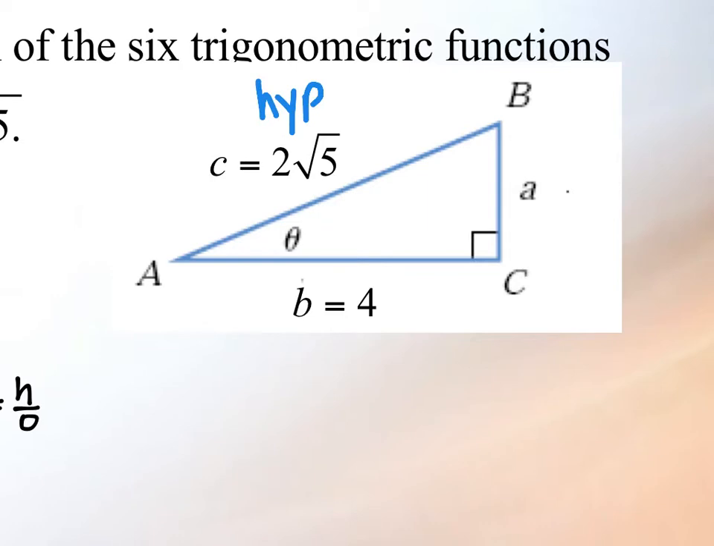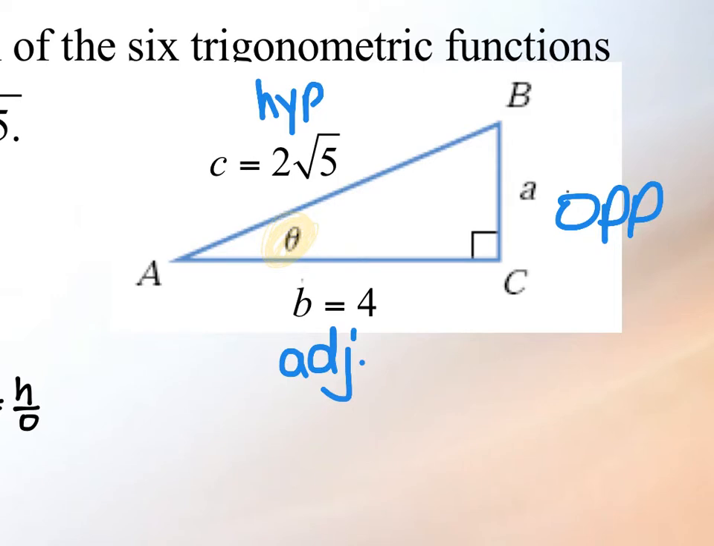Okay, so here's our theta. Here's the angle of reference that we're looking at. From theta, what is the adjacent side? B is the adjacent side. It's touching it. It's next to. And what is A? The opposite side. Okay, is everybody with me? Okay, I need to know numerically the 6 trig functions. I have 2 of the sides. How do I figure out the missing side?